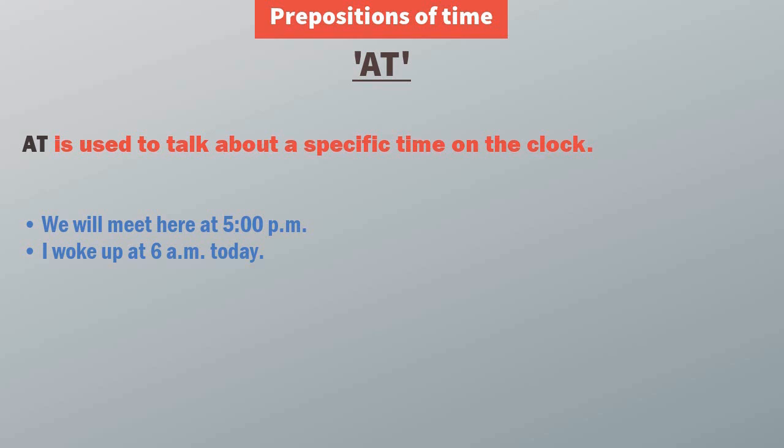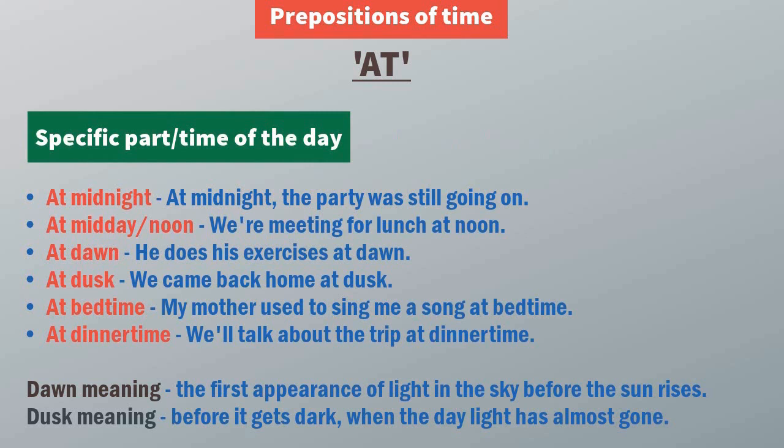We also use at to talk about a specific part of the day or specific time of the day, like at midnight. This is the specific hour of the day, 12 a.m. At midday or noon, 12 p.m. At dusk, at bedtime, at dinner time, at lunchtime. Alright, that's how we use at.